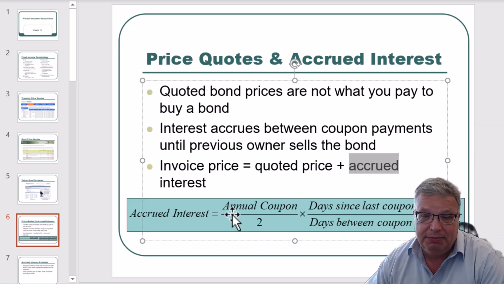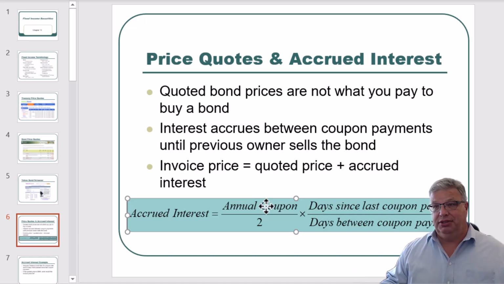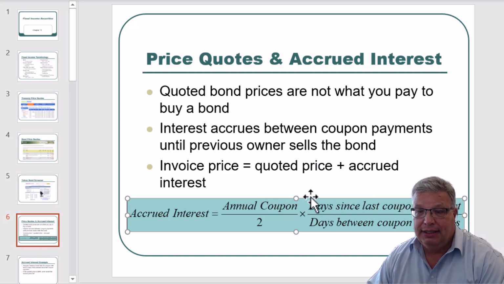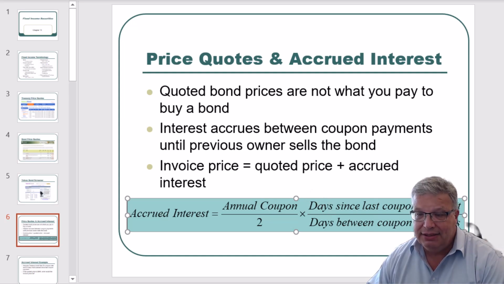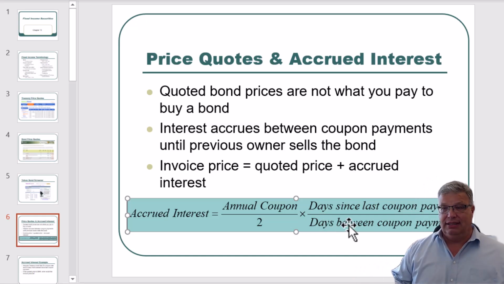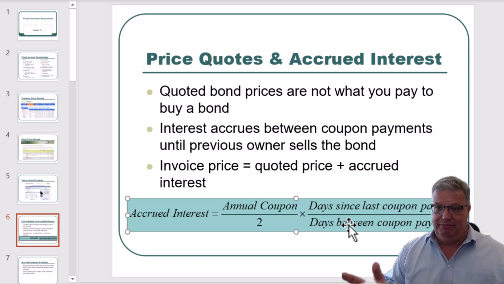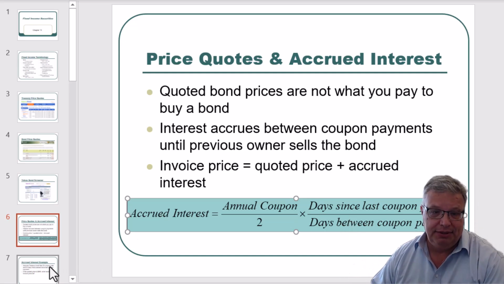Okay, and it's basically the annual coupon divided by 2, which is just the coupon every 6 months, right? So the amount of the coupon payment multiplied by the number of days since the last coupon payment and divided by the total number of days since the last coupon payment. So it's kind of like prorated, basically, right? Let's do an example here.